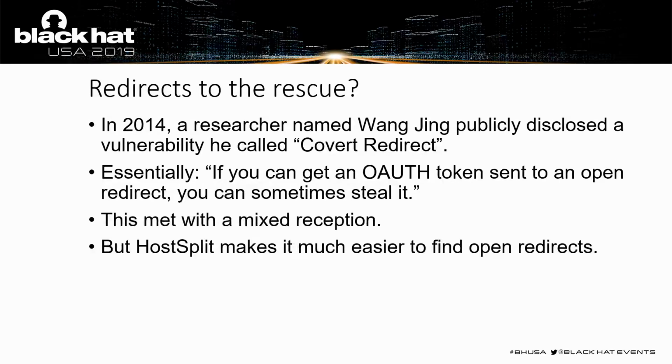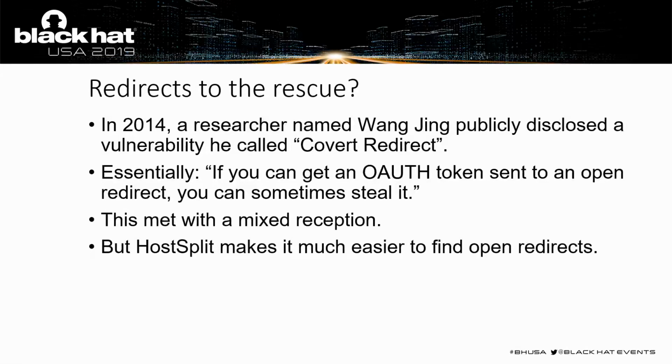So in 2014, a researcher named Wang Jing publicized a vulnerability he called covert redirect, which said essentially, well, if you've got an OAuth authenticator that will send the token to some endpoint which also has an open redirect vulnerability, then maybe you can steal that token by essentially redirecting the token to your site. Maybe you can pull it out of the referer, or maybe you actually have redirect behavior that forwards the token. This didn't receive a really good reception from the security community. No one seemed very impressed by this.